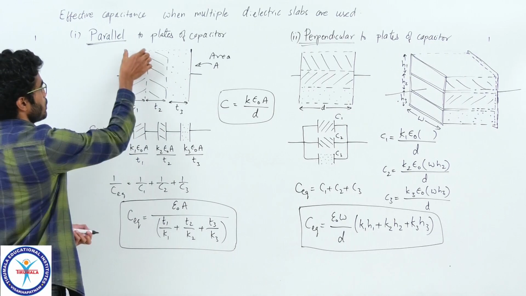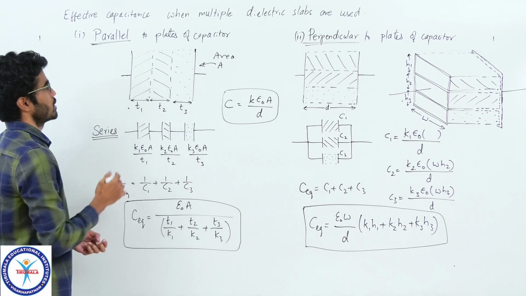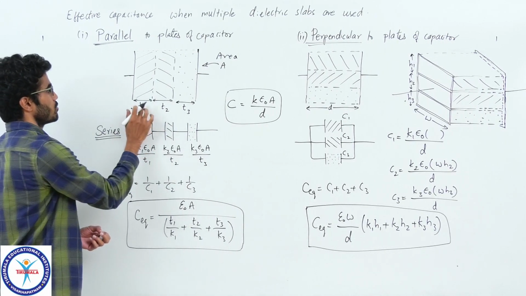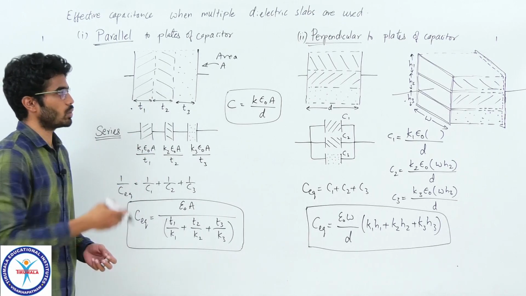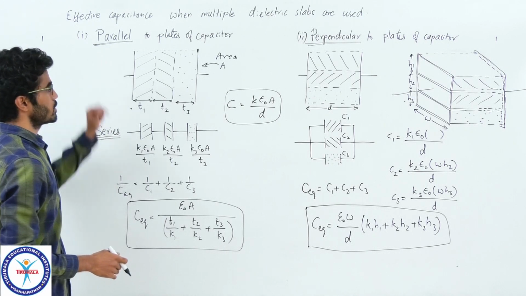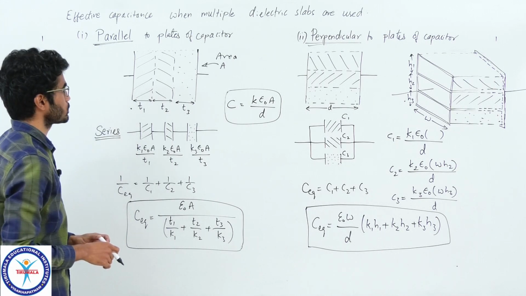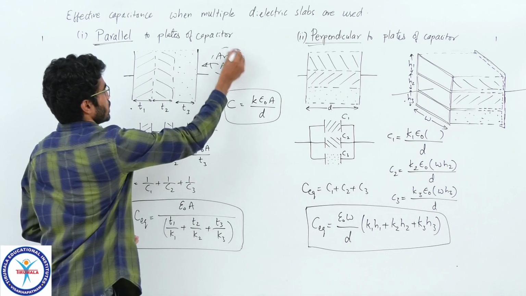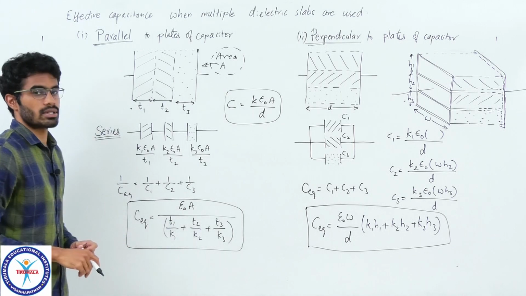Now the slabs are placed parallel to the plates of the capacitor, and their thickness is different. Let's say slab one is of thickness T1, the second one T2 and the third one T3. They have the same height, and the area is the same as the plate of the capacitor. So identify this, the area is the same here. Now how do you calculate capacitance here?